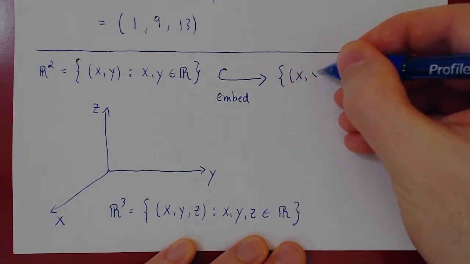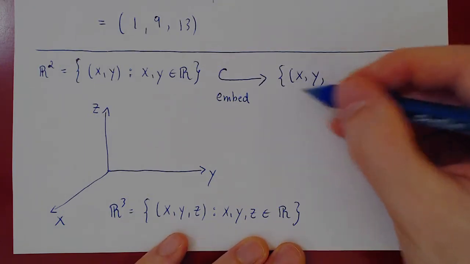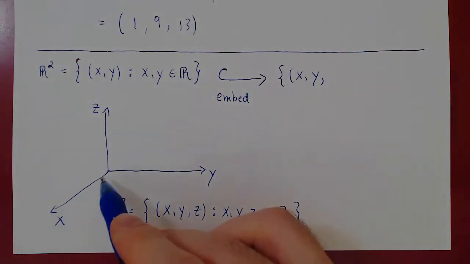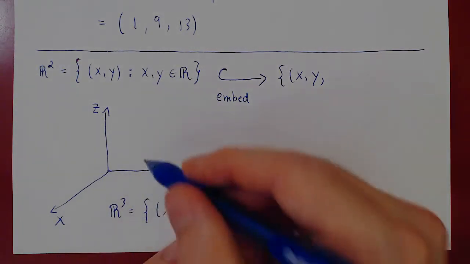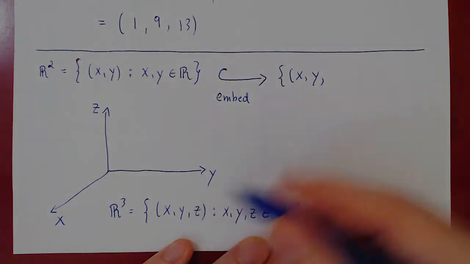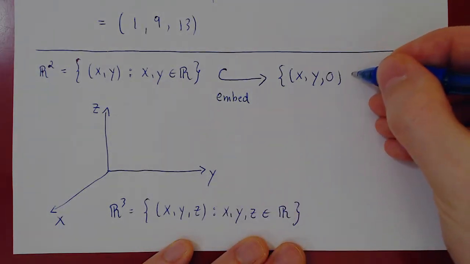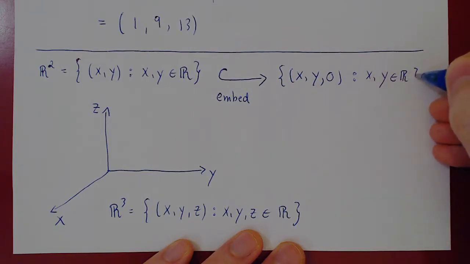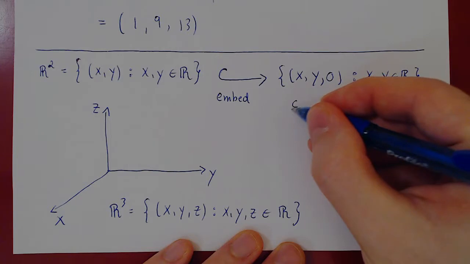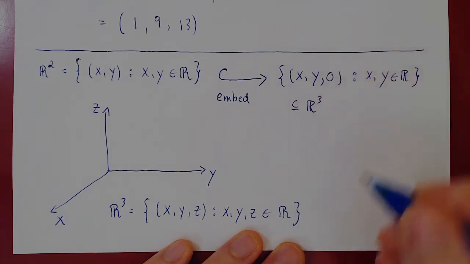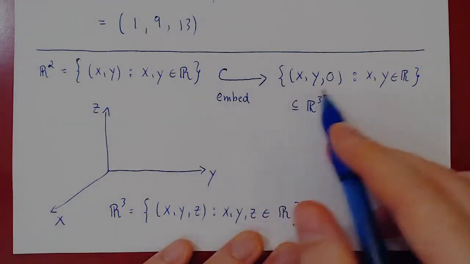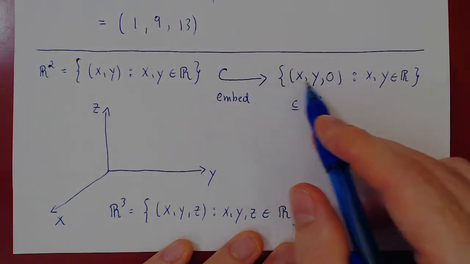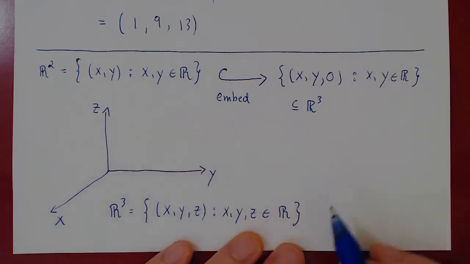We'll leave the x and the y coordinates the same. If we want to be in R3, we have to add a z component, and if we want to be in the xy plane in 3-dimensional space, we have to have no z component, so we add a 0 z component. And this is a subset of R3. And now we can think of R2 being the subset of R3 with a 0 z component. And this is exactly the xy plane living in R3.